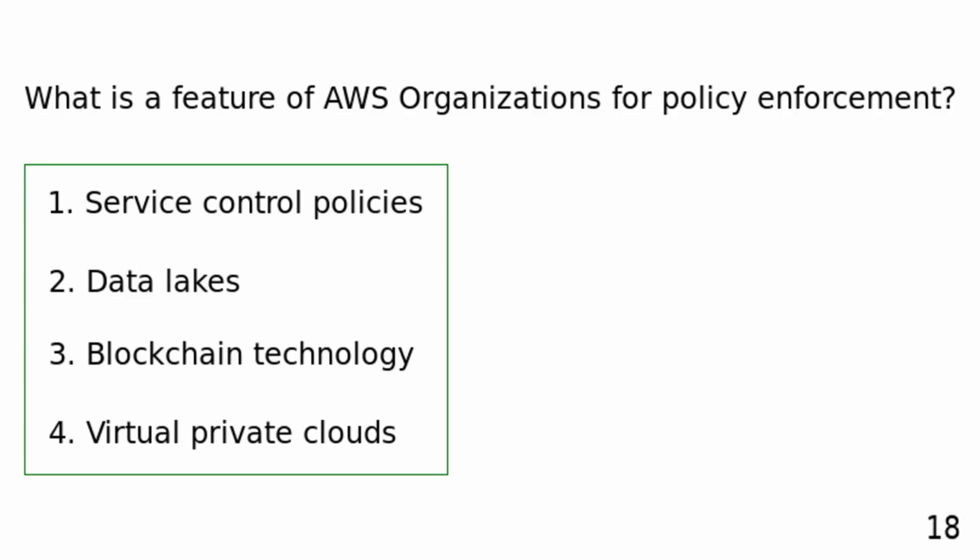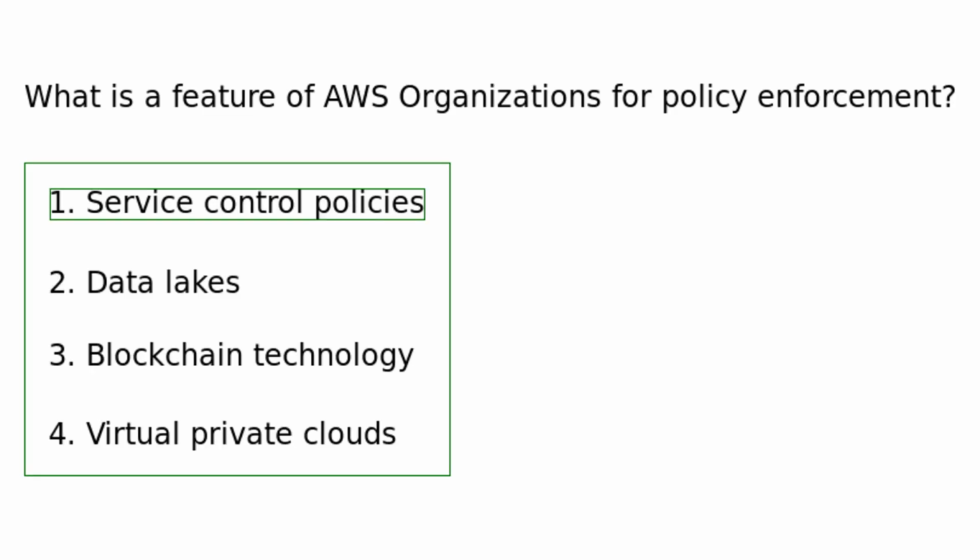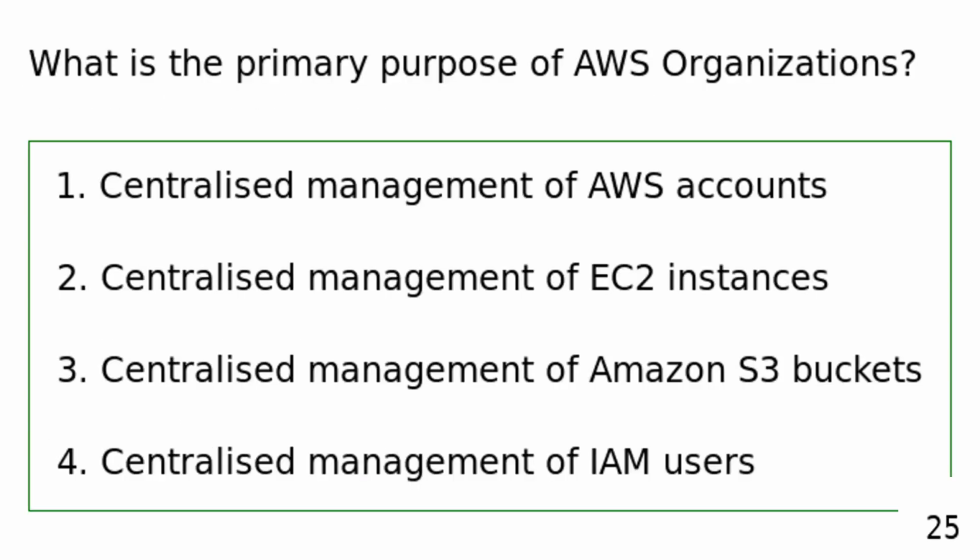Service control policies. Data lakes. Blockchain technology. Virtual private clouds. AWS Organizations uses service control policies to apply permission guardrails at the organization, organizational unit, or account level. What is the primary purpose of AWS Organizations?